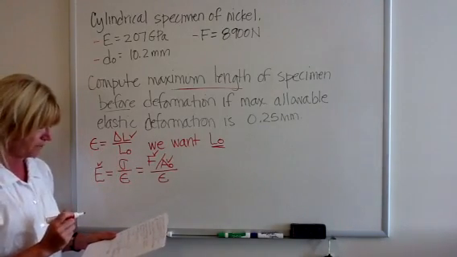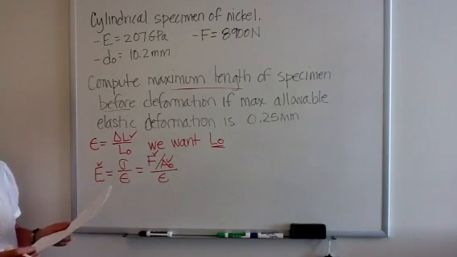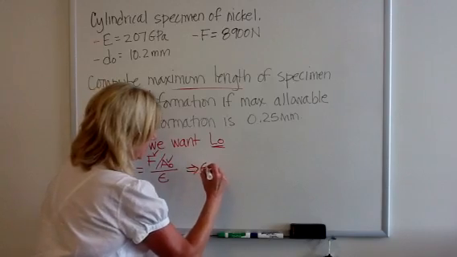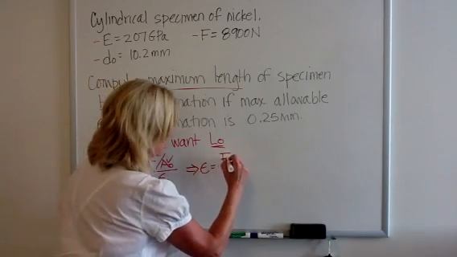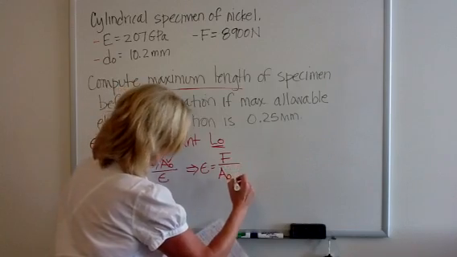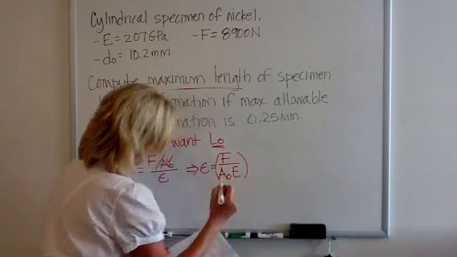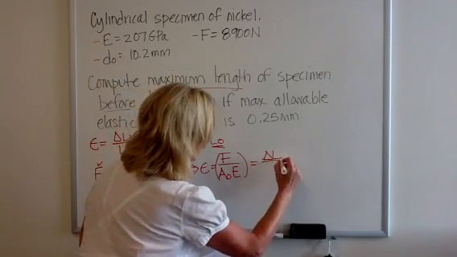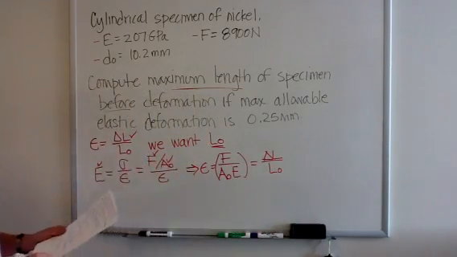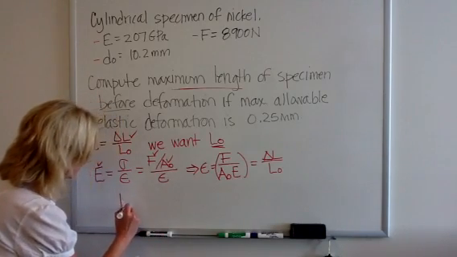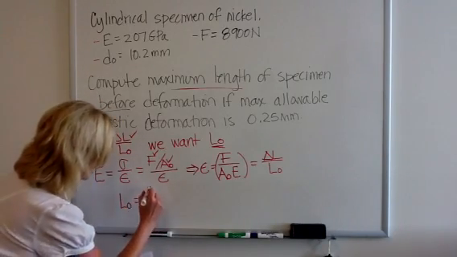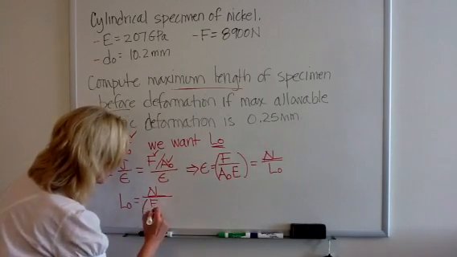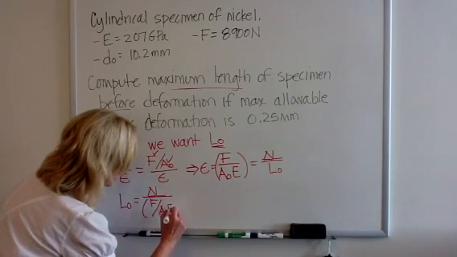Rearranging this, and I always do this just by manipulating these equations, the strain is equal to the force divided by A naught, divided by E. And this is equal to delta L over L naught. Remember, we're looking for L naught, so L naught is equal to delta L over F over A naught divided by E.